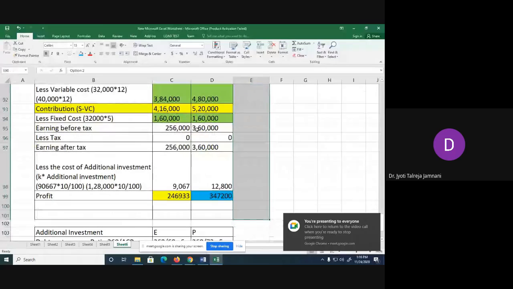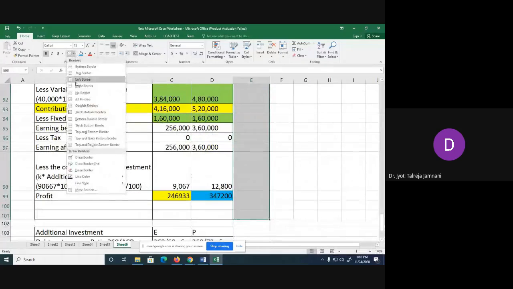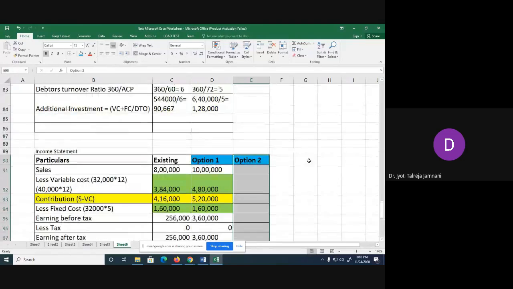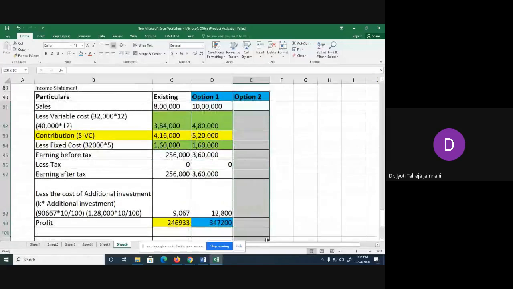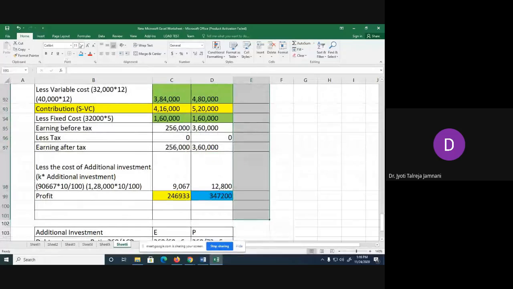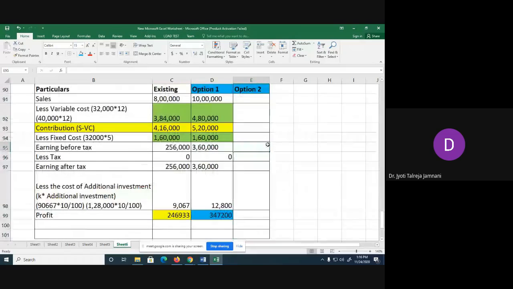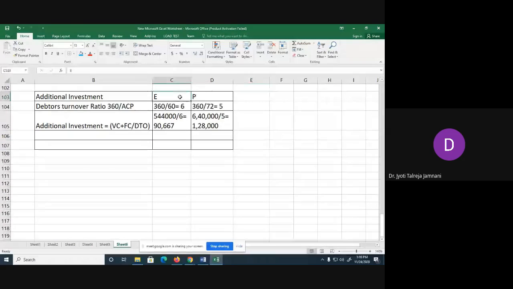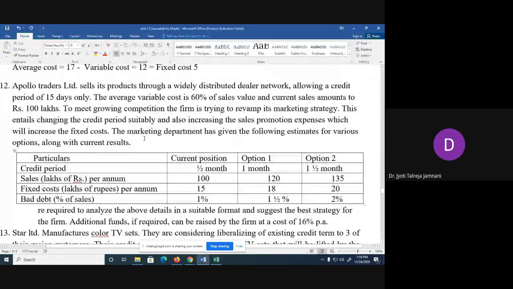Two options in case of Apollo Traders. Existing, option 1 and option 2. Let's see what all is given.